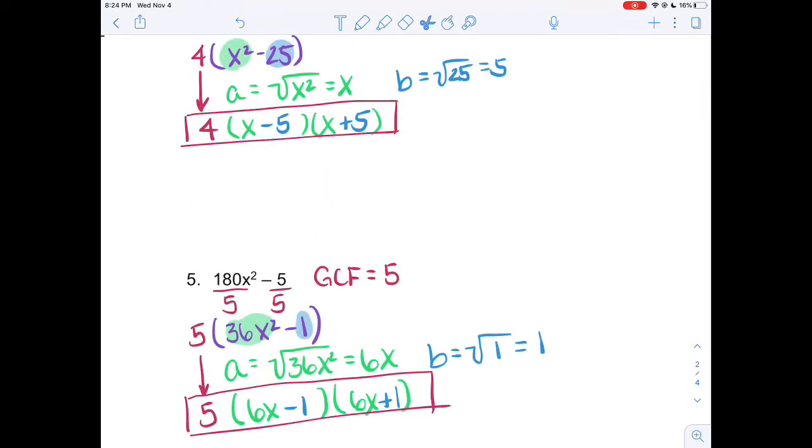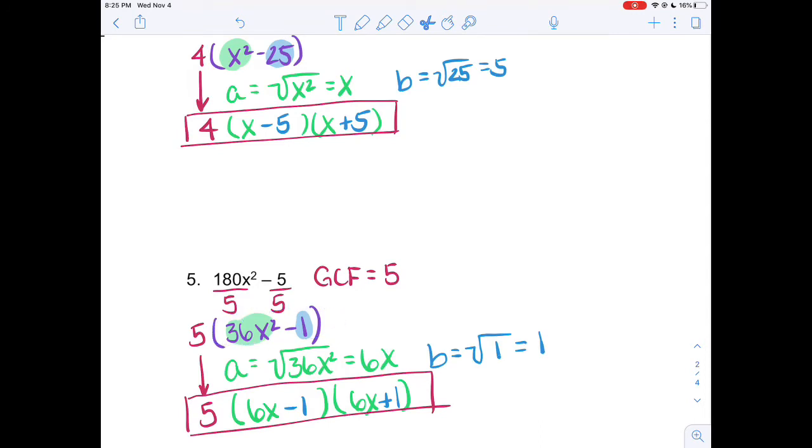Looking for a GCF first, I notice that 5 will divide evenly into both 180 and into 5. So doing that, I end up with 36x squared minus 1 as what's left over when I pull that 5 out.